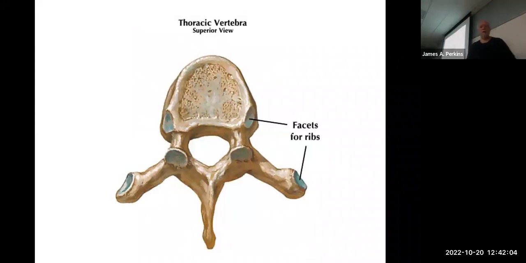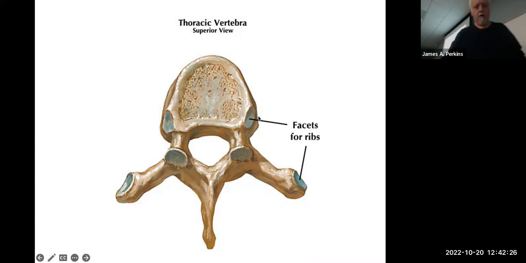All right, you've seen the thoracic vertebrae before. We talked about them way back at the beginning of the course. And just as a reminder, the one distinctive feature that distinguishes the thoracic vertebrae from all of the other vertebrae is the presence of extra facets for the articulation of the ribs.